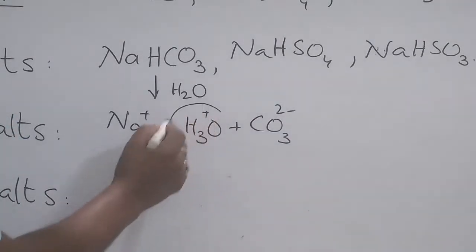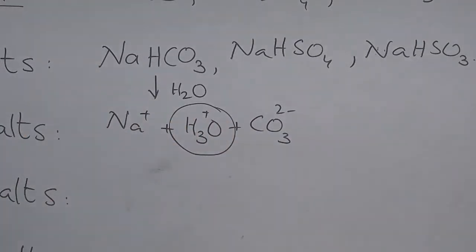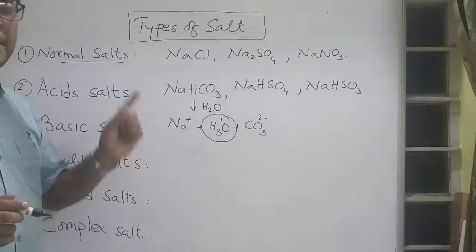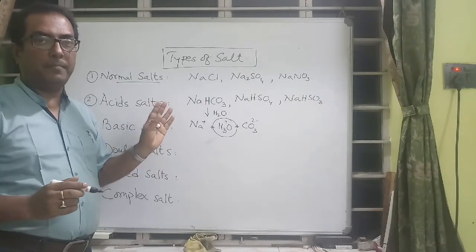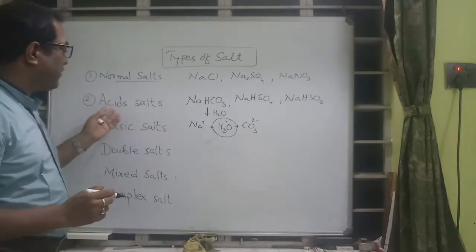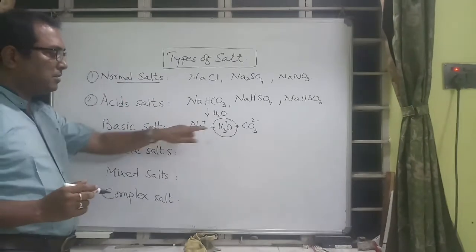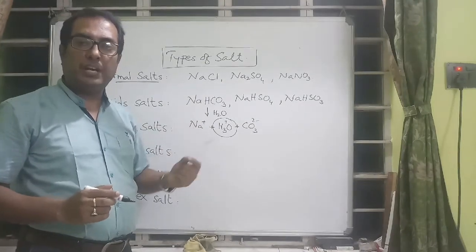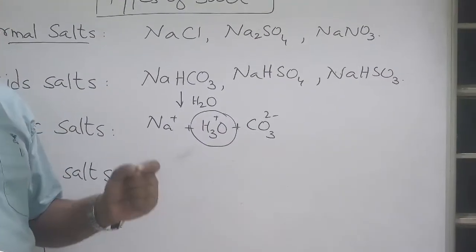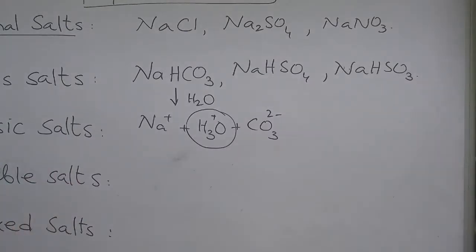So the presence of H3O plus indicates the presence of the acid salt. So on all acid salts, if you add water, you are going to get hydronium ions. It is confirmed. So in this way, you can identify acid salts, and due to the presence of the hydronium ion in the water, the solution would change the color of blue litmus to red.